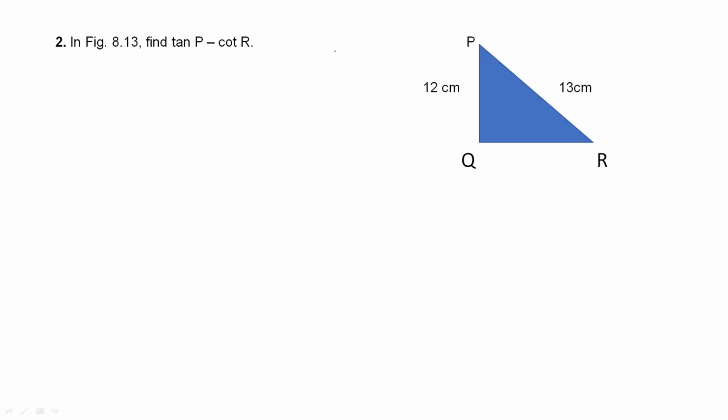So next question. In this figure, suppose it is 8.13, it's given in the textbook. Tan P minus cot R. So there is a triangle PQR. It is right angled at Q and two sides are given. We have to find out tan P. What is tan P? Tan is sin by cos. That means on cancelling hypotenuse we will get opposite by adjacent. So where is P? P is here. What is the opposite side of angle P? QR. And what is the adjacent side? PQ.